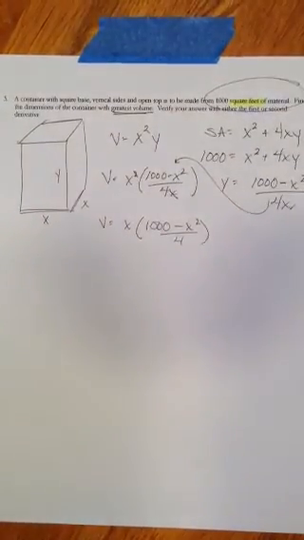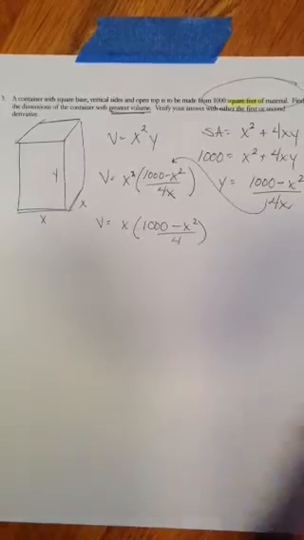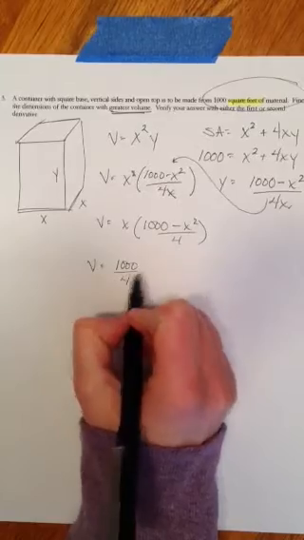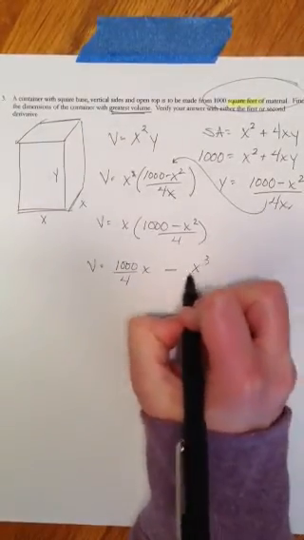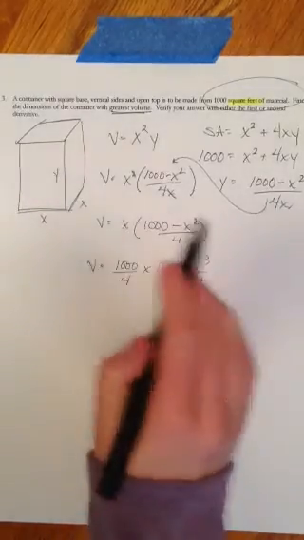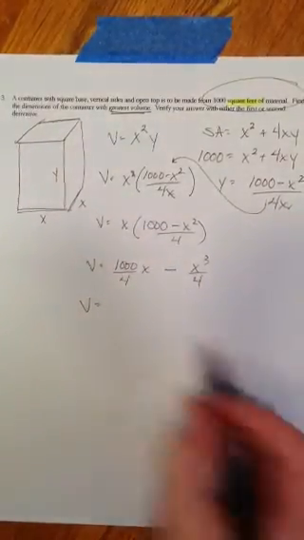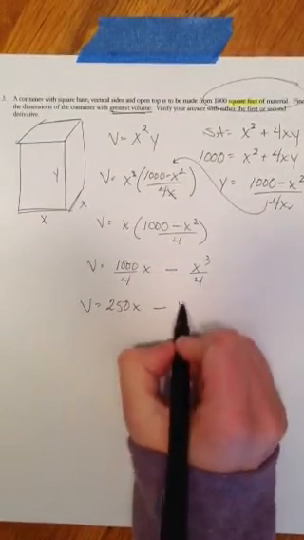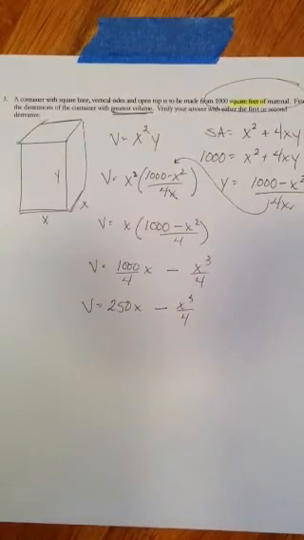I want to keep simplifying this. I have to take a derivative. Get it as simple as possible. So what I end up with, volume is 1,000x over 4 minus x cubed over 4. If I distribute the x and then split the fractions, well, what's 1,000 divided by 4? That's just 250x minus x cubed over 4. Nice, simple formula. Now we are ready to derive.